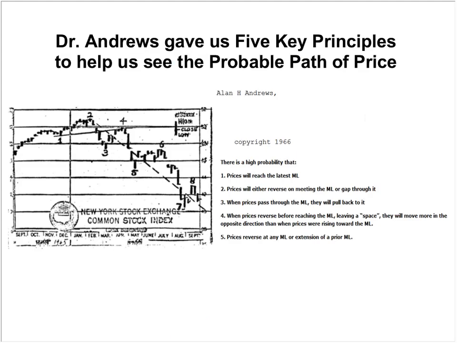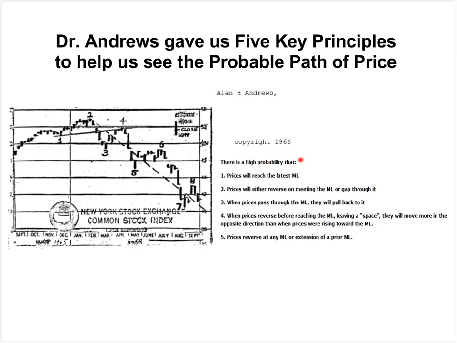So let's go through it. Dr. Andrews gave us five key principles to help us see the probable path of price. And this is on our website. It's free. Copyright 1966. And I know the charts look a little frail, a little maybe hard to understand, but remember, he was drawing on paper. And he's come from the 1960s, 1970s. This one's 1965. And they've been beat around and passed around and then finally copied. But you can read the whole course. And this is, I think, the key page to get you started.